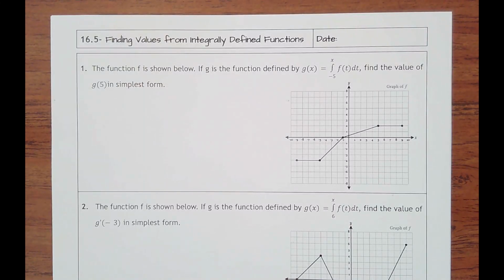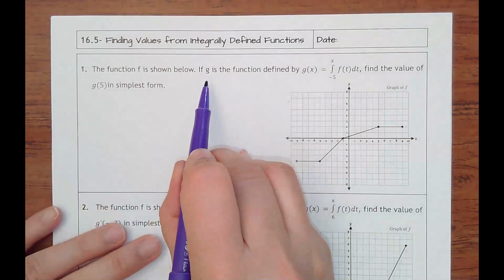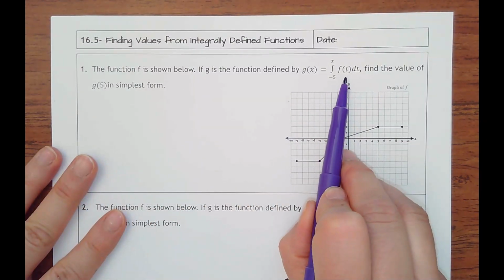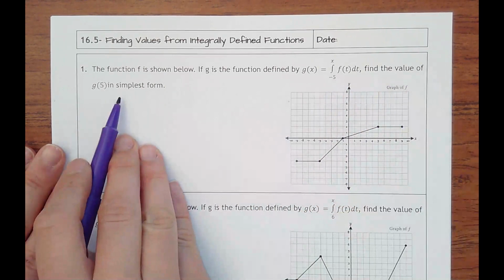16.5, finding values from integrally defined functions. This is what I like. This is back to just finding area on a graph. We've got a g function, which was the original, is defined by the antiderivative of f. Find the value of g of 5.